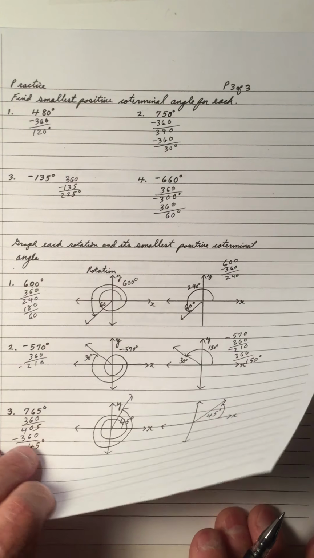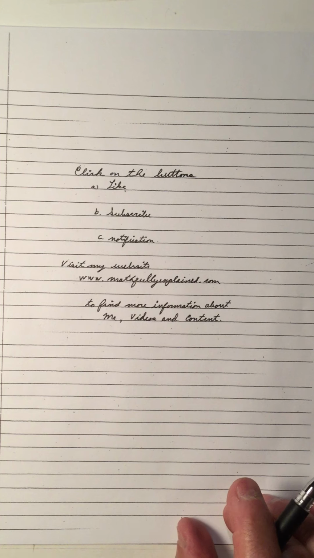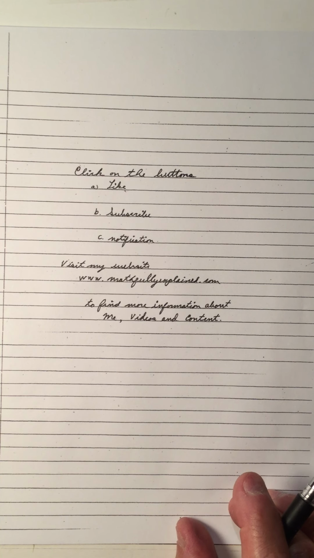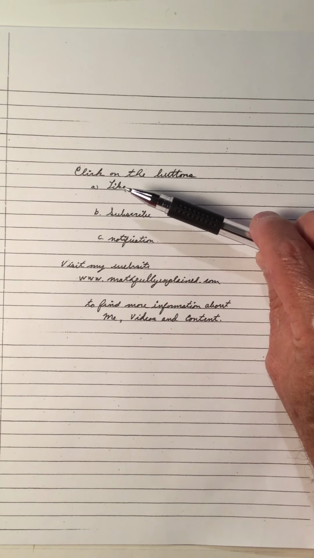That brings us to the end of the coterminal angles. Hope you understand. Coterminal angles are angles that end up in the same quadrant with the same terminal arm, same reference angle. And it's easier to graph the smallest positive coterminal angle. You won't have so much rotation in your diagram.